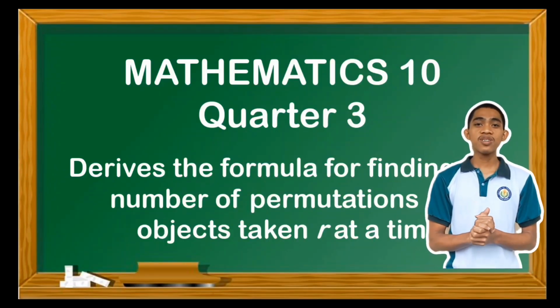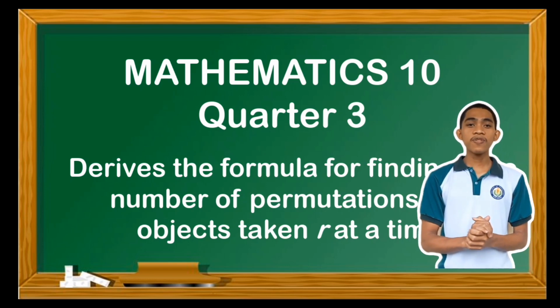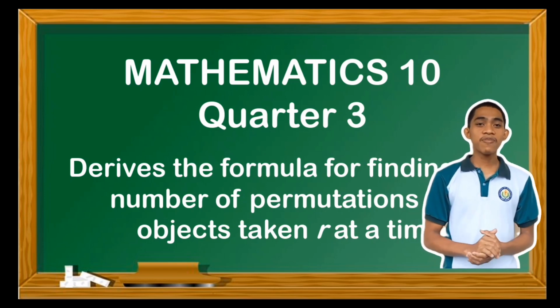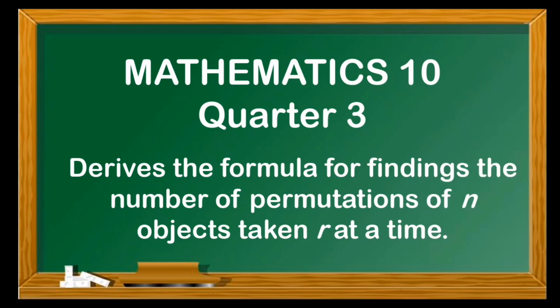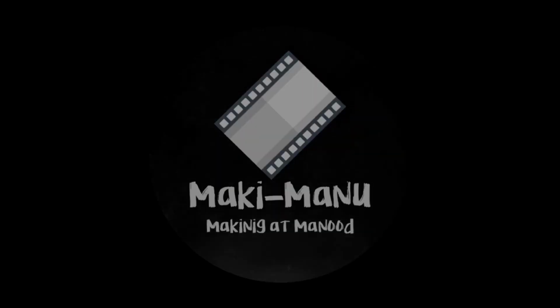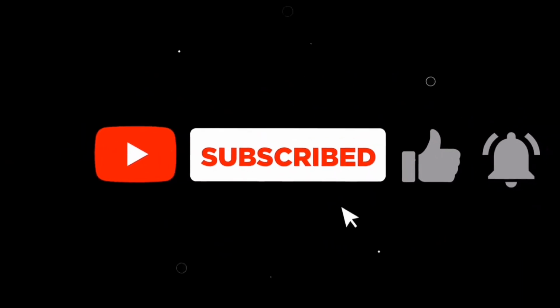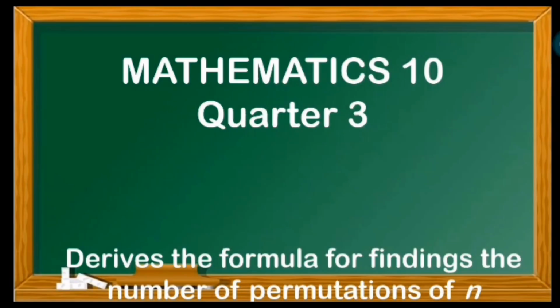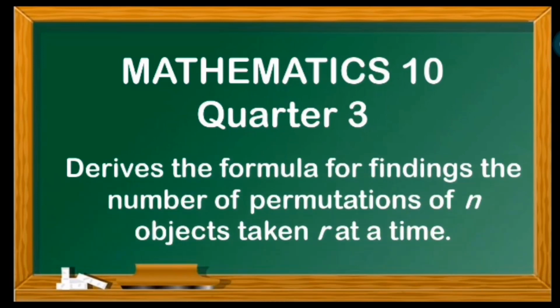In this video, we're going to derive the formula for the permutation of n objects taken r at a time. Let's derive the formula for permutation. So, for today's video, we're going to discuss the derivation of the formula for finding the number of permutations of n objects taken r at a time.